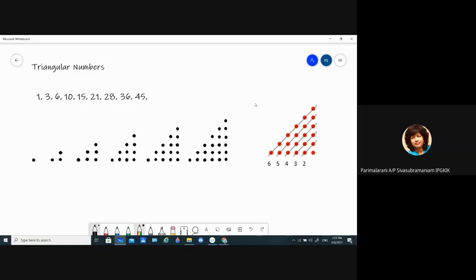If any number can be arranged as a regular polygon using dots, then we can call it a figurate number. Figurate means it's based on figure. If you can represent the number in the form of a figure, a drawing, and you can see a sequence in those numbers, then we call them figurate numbers. Figurate numbers may also be called polygonal numbers, based on polygons.